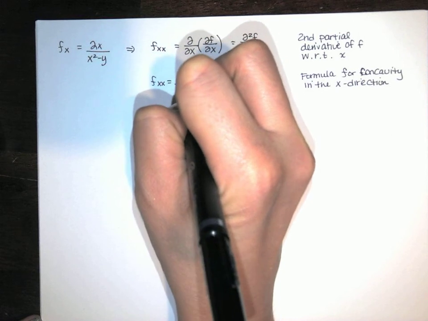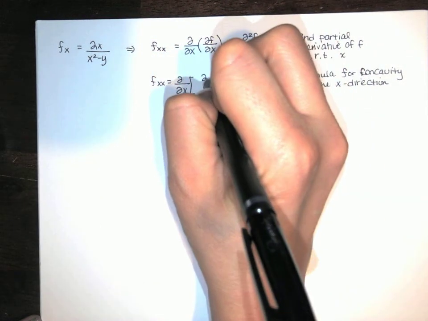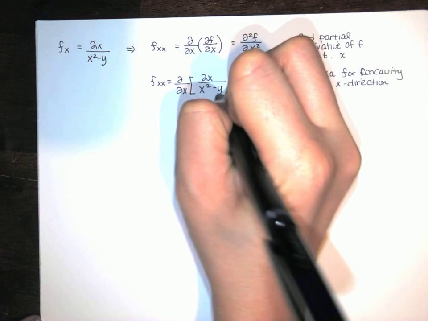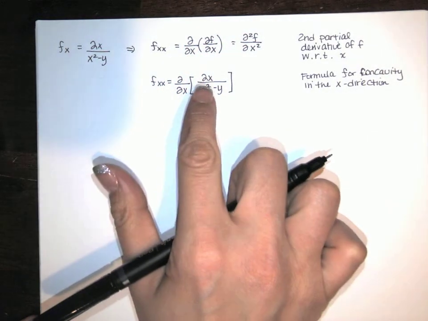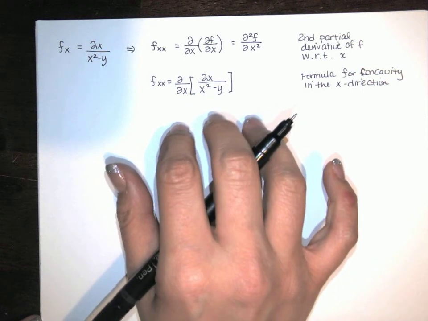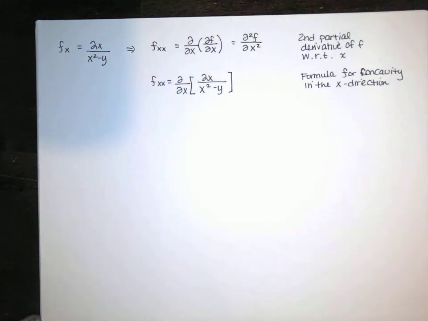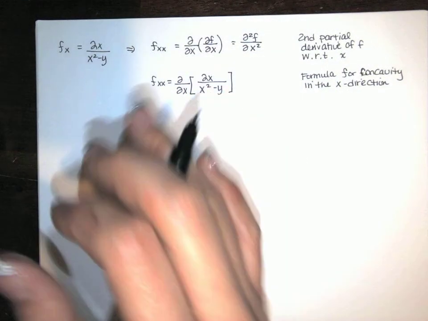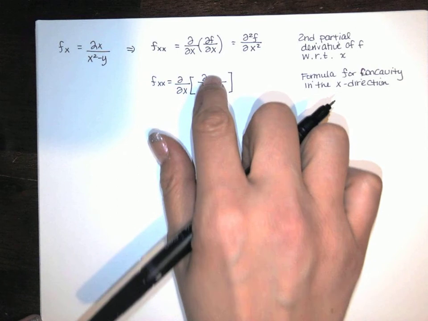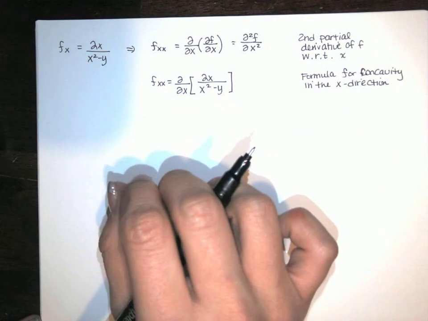So I want the partial with respect to x of the partial of f with respect to x, which we already calculated. So that was 2x over x squared minus y. Now I've got a function of x in the numerator and another one in the denominator. So because of that, it's appropriate to use the quotient rule here. If either one of those was a constant with respect to x, I'd probably rewrite it and then just use a constant multiple rule. But since there are no constants with respect to x here, I've got an explicit function of x divided by an explicit function of x. I'm going to use a quotient rule.